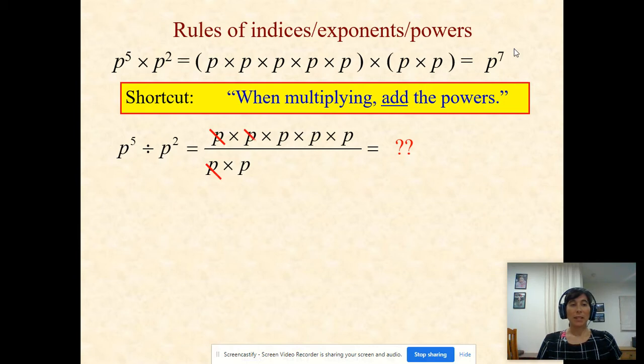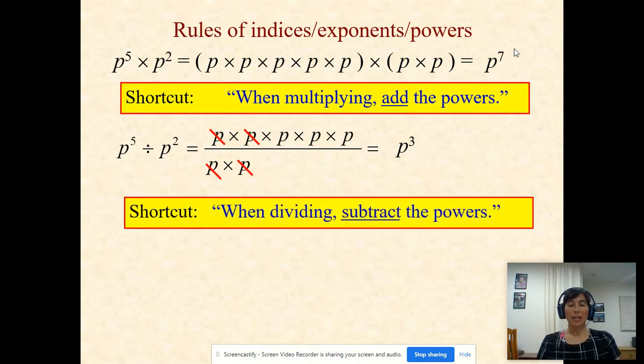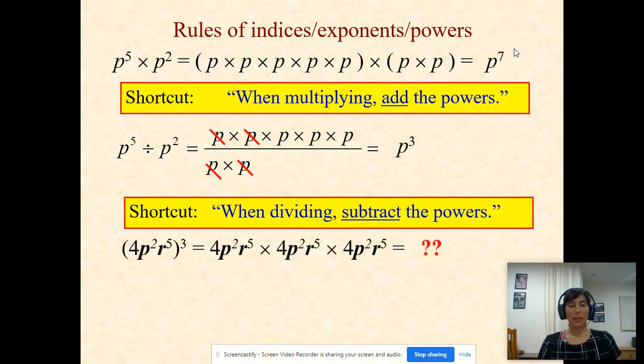Second example, P to the power of 5 divided by P squared. Well, you've got 5 P's on the top line, 2 on the bottom, cancelling out. That would give us P to the power of 3. So our shortcut there, when dividing, we subtract the powers. So this is if the base is the same, obviously.